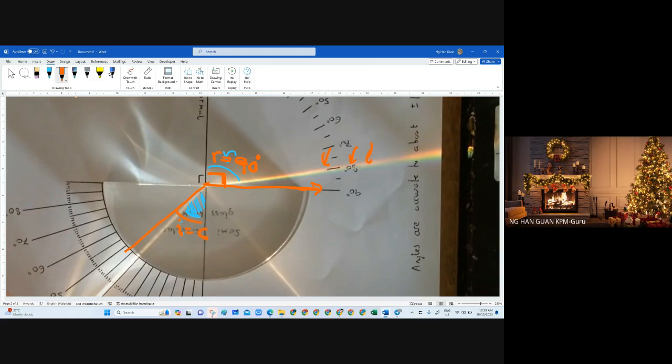Because once our incident angle in the glass block is more than the critical angle, the light inside here will reflect at the same angle on the other side, and this is the total internal deflection.